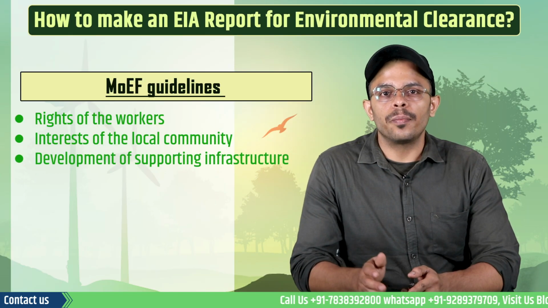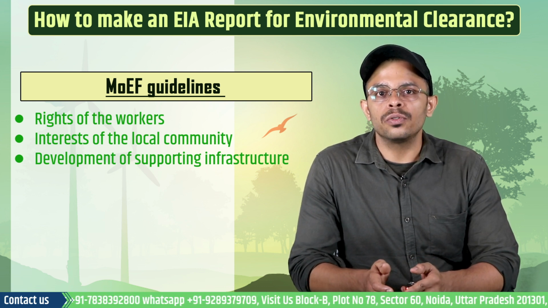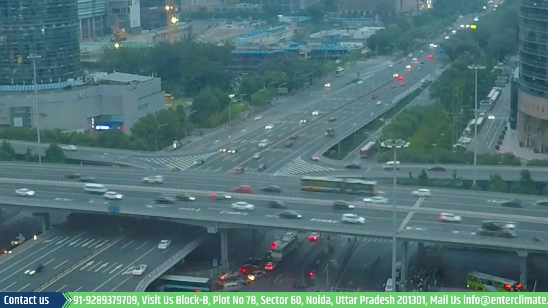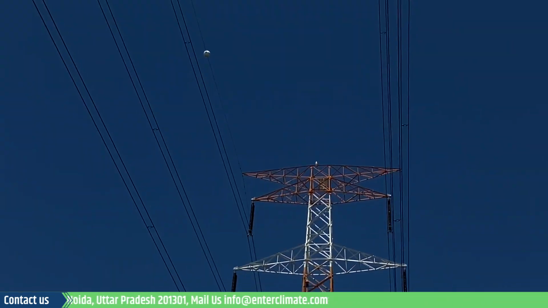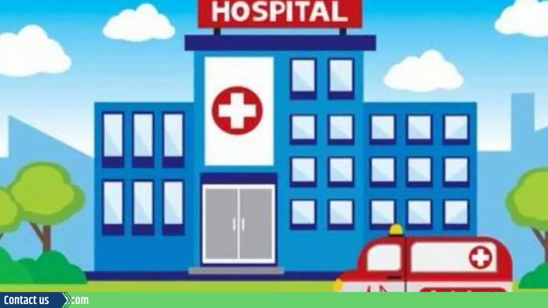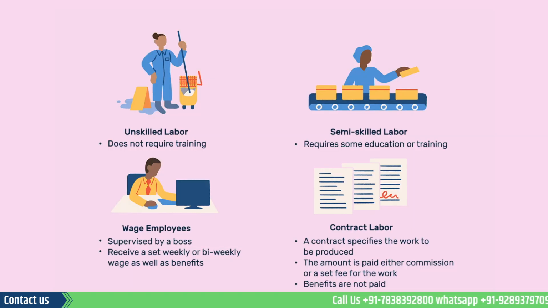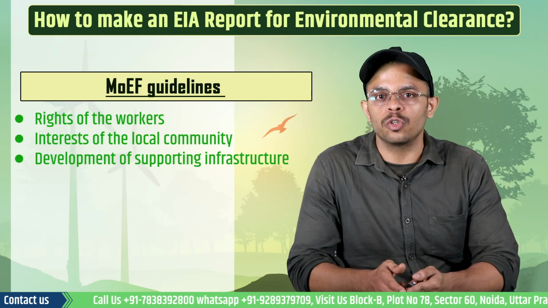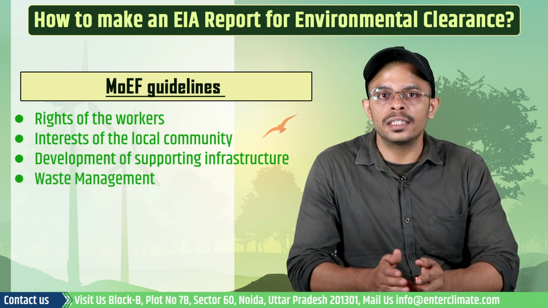The next is development of supporting infrastructure. The guidelines suggest improvement to social infrastructure such as roads, train connectivity, township housing, water supply, electricity, drainage, educational institutions and hospitals, among others. Also, generation of employment potential for skilled, semi-skilled and unskilled labor during the construction and operation phase of the project must also be highlighted. Next are the guidelines for waste management at the site.